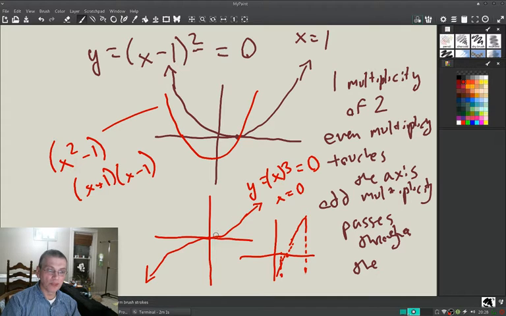Okay. X cubed only passes through 1 point. A multiplicity of 3 is at 0. So it does pass through. If it's odd, it passes through. If it's even, it touches. That's about it. So let me take one more.